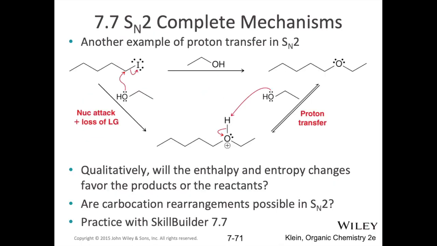All right, here's another example of proton transfer. You can see here that this is just in that final step. Okay, so our nucleophile attacks, and our leaving group is fine by itself here, so you don't need an initial proton transfer. Your nucleophile attacks and your leaving group leaves, but again, notice that your resulting product is positively charged, so that's why that proton transfer is necessary as a second step.